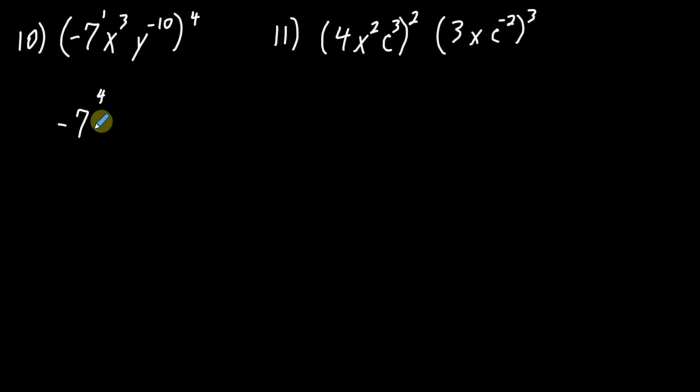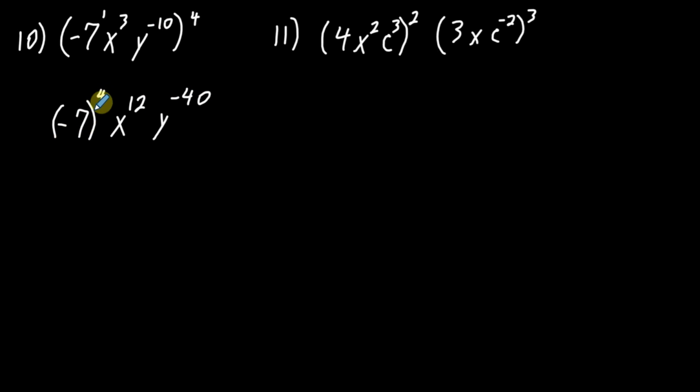Now here's where you have to be careful. Anytime you have negative numbers with exponents, I want to put it in parentheses so that you get the right sign in your answer, that is negative versus positive. Without the parentheses, if it's an even exponent, you're going to get the wrong number. So x cubed, so we're going to have x to the 3 times 4. And the next one's y to the negative 10 times 4.